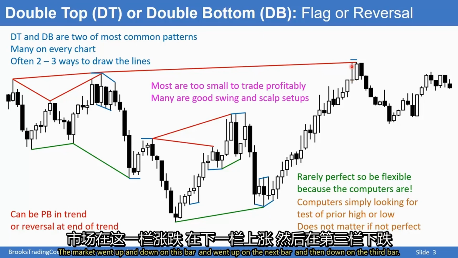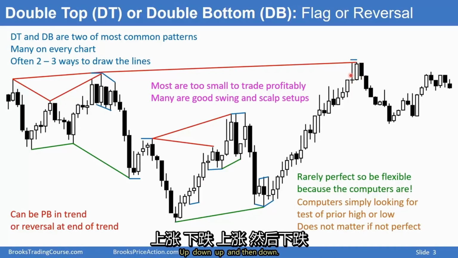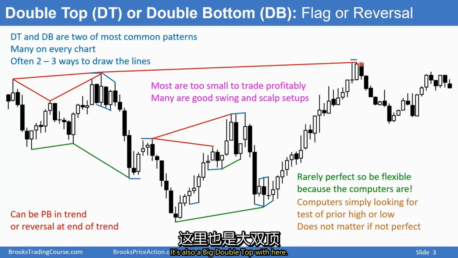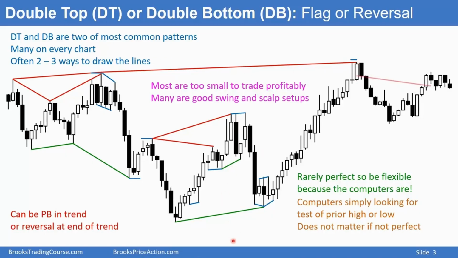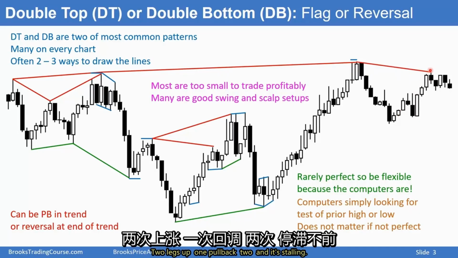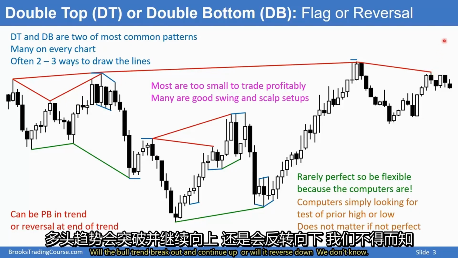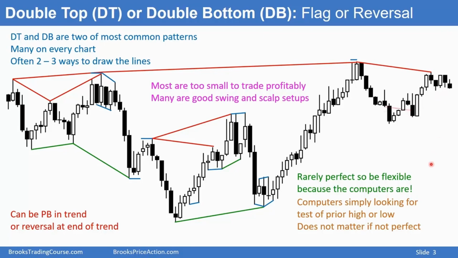The market went up and down on this bar, and went up on the next bar, and then down on the 3rd bar, micro double top. Up, and then down. It's also a big double top with here. The bulls tried to resume the trend again, 2 legs up, 1 pullback 2, and it's stalling. This high is testing that high, so it's a double top. Will the bull trend break out and continue up, or will it reverse down? We don't know.